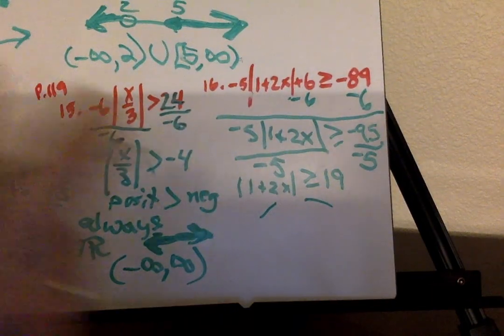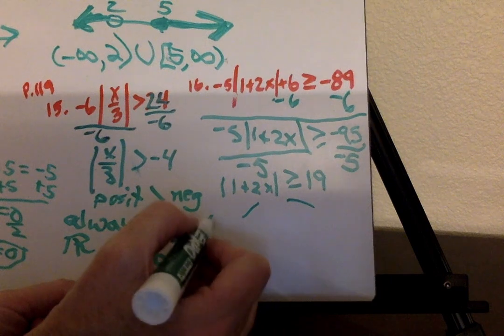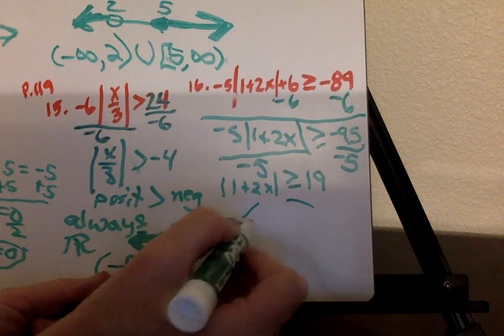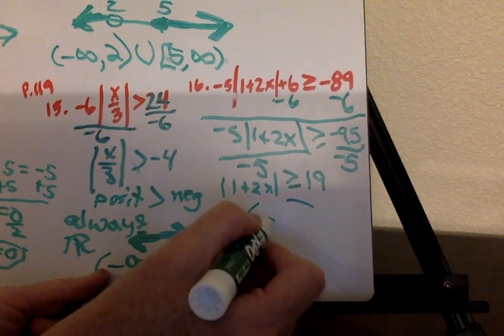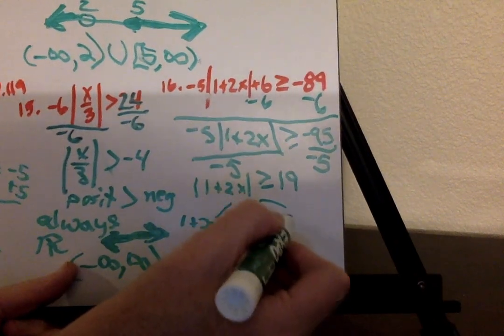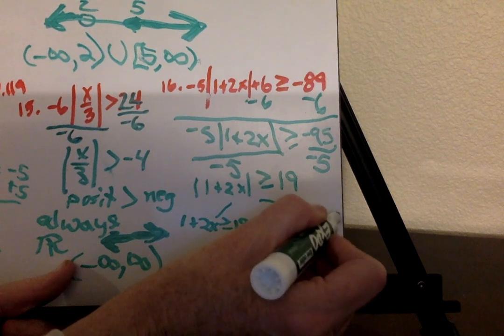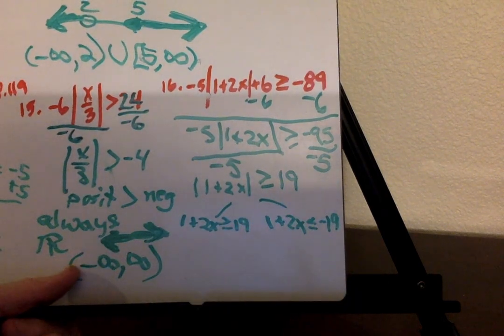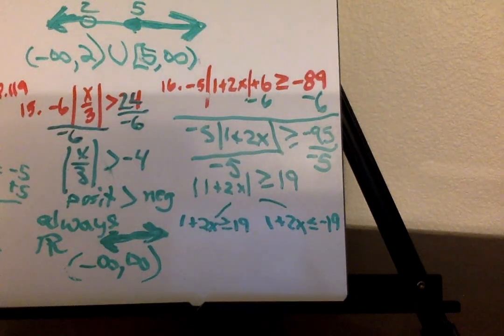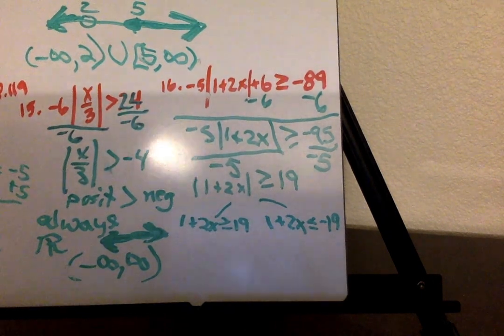Hopefully you can see that okay. 1 plus 2x is greater than or equal to 19, and 1 plus 2x is less than or equal to negative 19. This is so tiny. Holy buckets. All right, let me go ahead and put it on my other paper so you can see better, whiteboard. That makes this video a little bit longer, but that's okay.